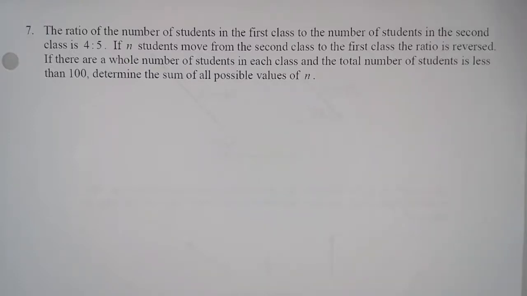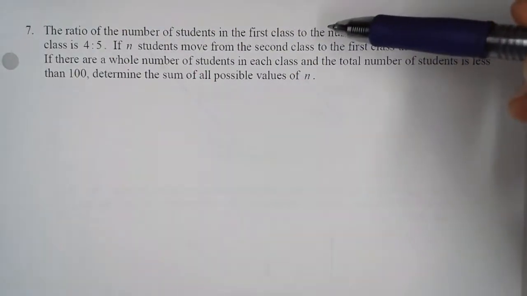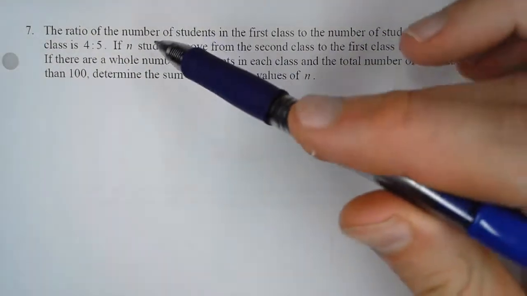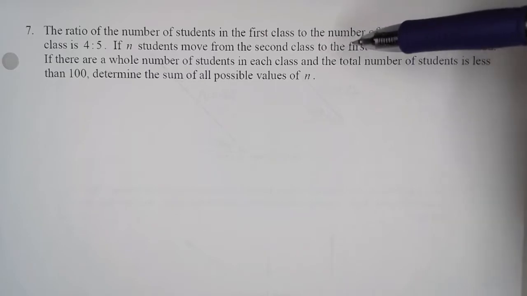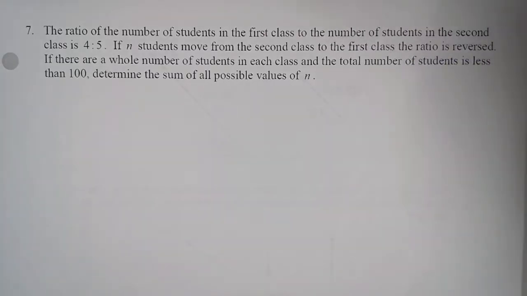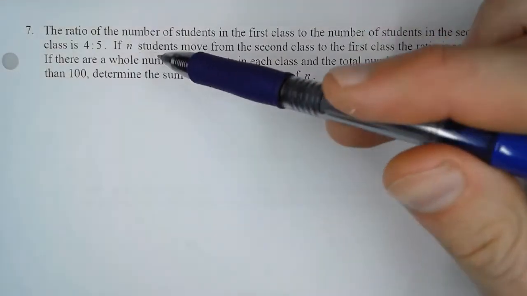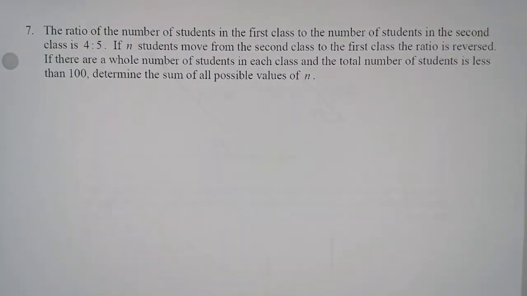In this problem, it says the ratio of the number of students in the first class to the number of students in the second class is 4 to 5. If n students move from the second class to the first class, the ratio is reversed. If there are a whole number of students in each class and the total number of students is less than 100, determine the sum of all possible values of n.